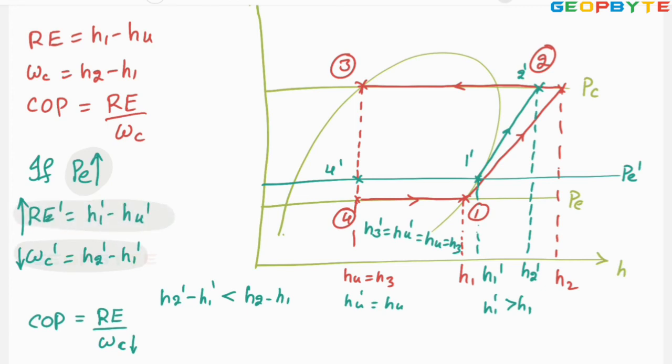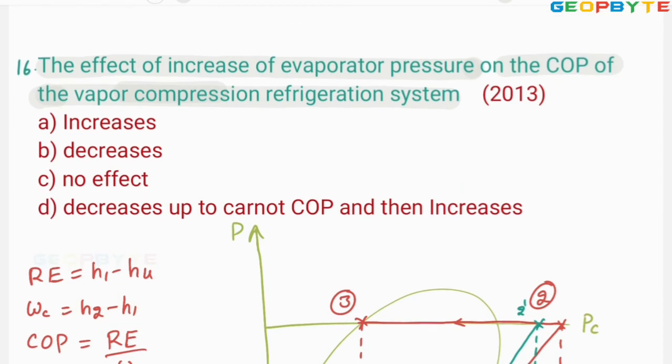Refrigeration effect increases. Therefore, COP increases. COP increases by increasing the evaporator pressure from PE to PE dash. Now let us go for the options.